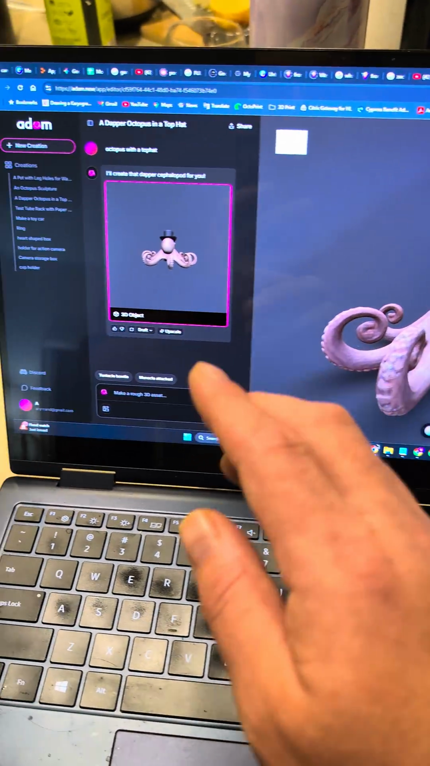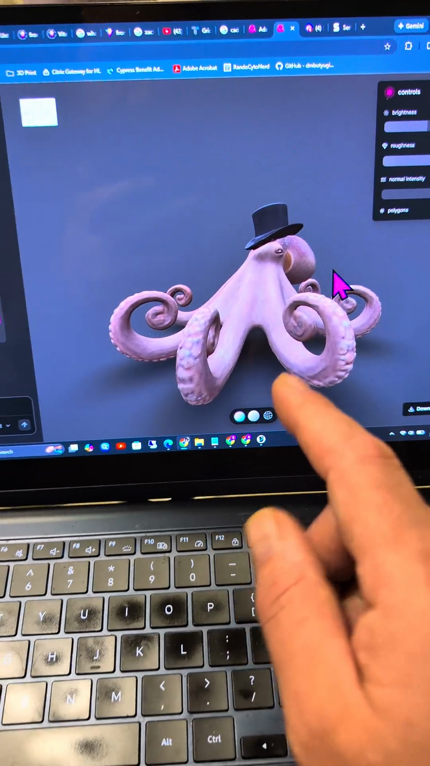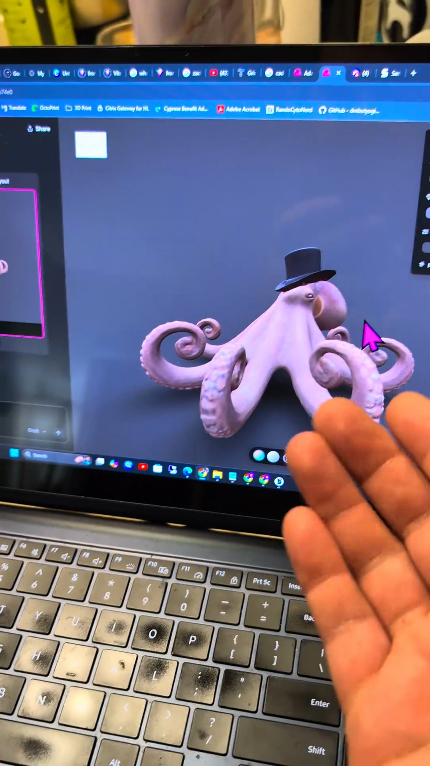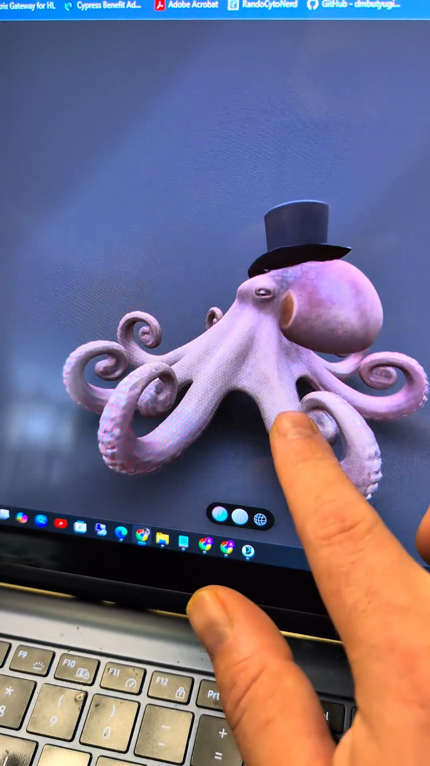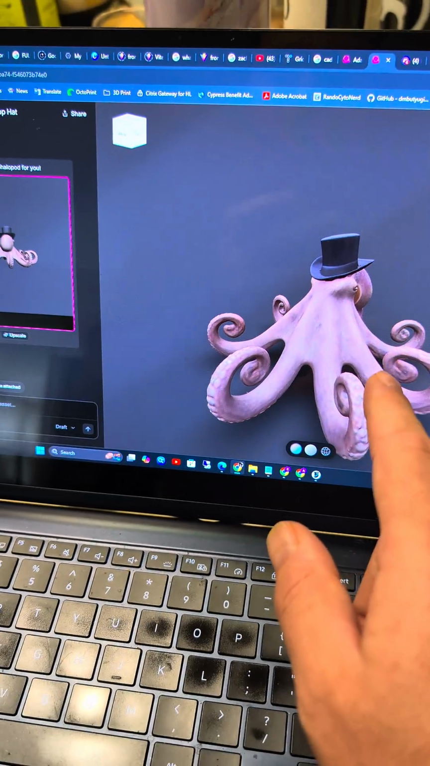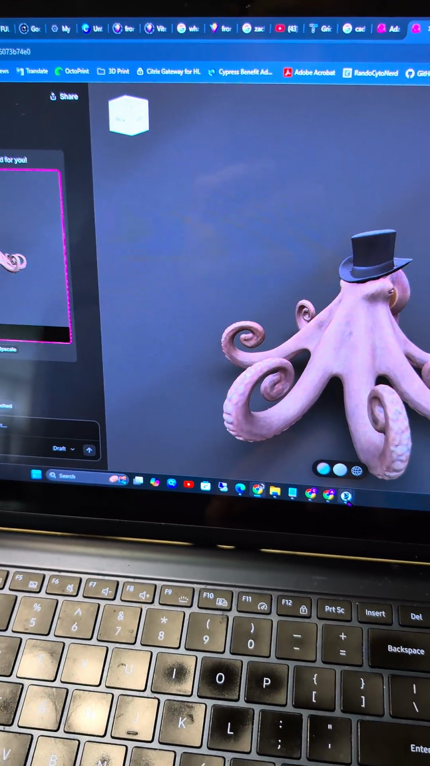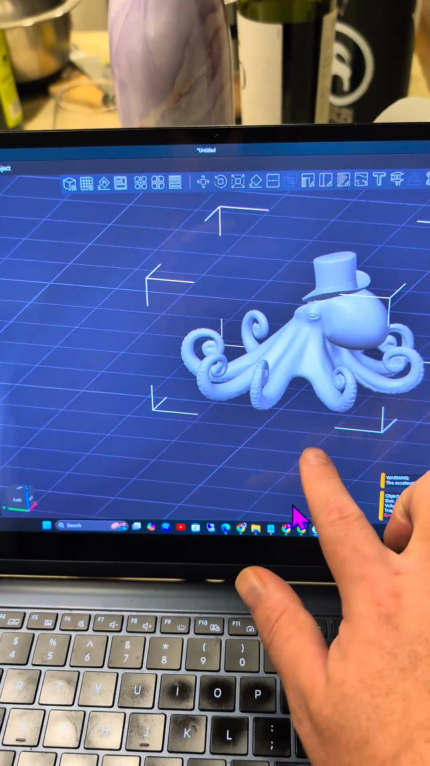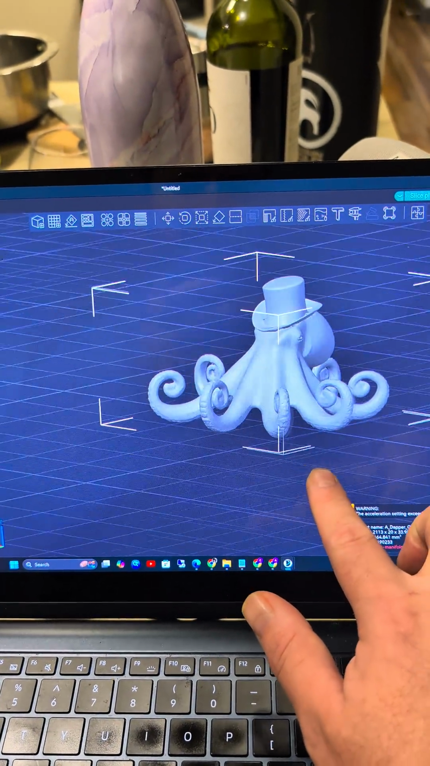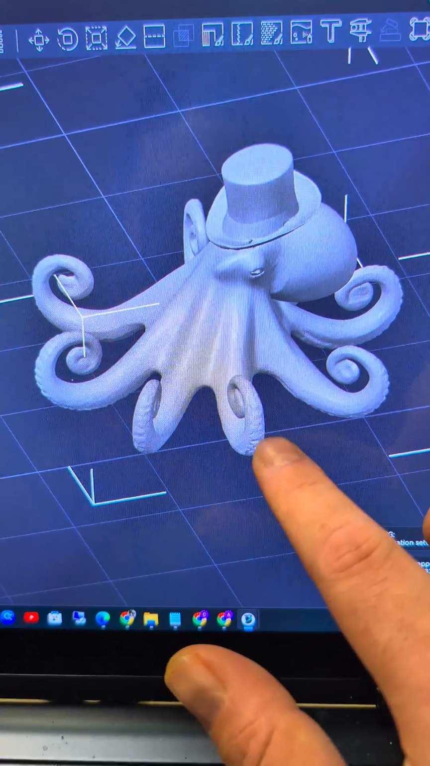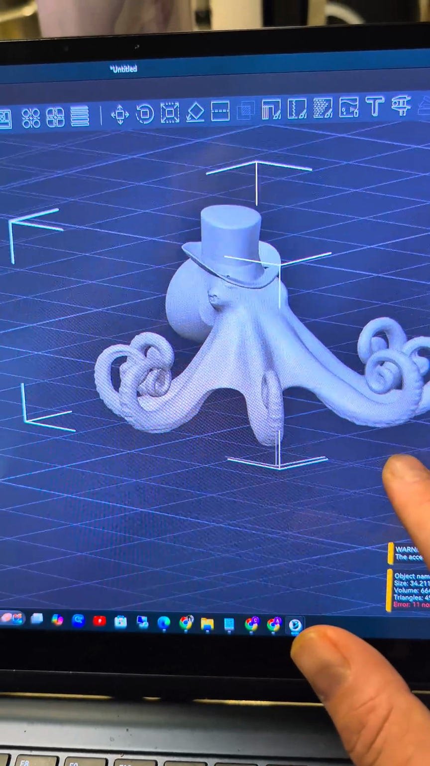Let's talk about how far AI modeling has come. So this is, the prompt is "Octopus with a top hat." And that's the single prompt, that's it. No image was put in, just those words, that's what came out. And to just show you that the end result is that good in the slicer. The only issue I had was that it came out pretty small, so I had to make it bigger. But look at that. That is amazing.